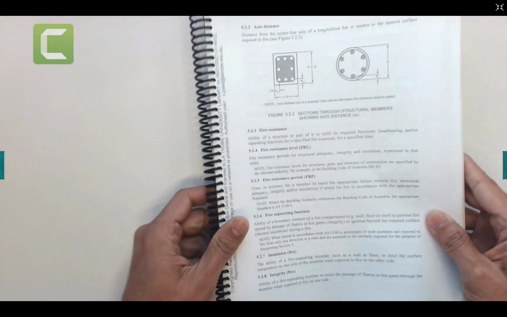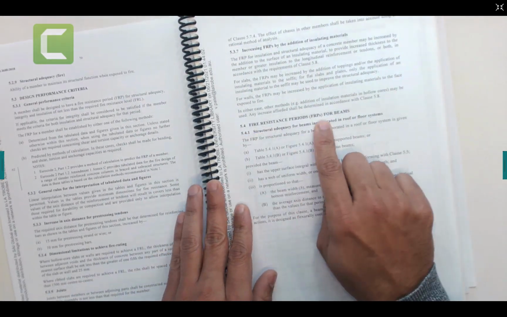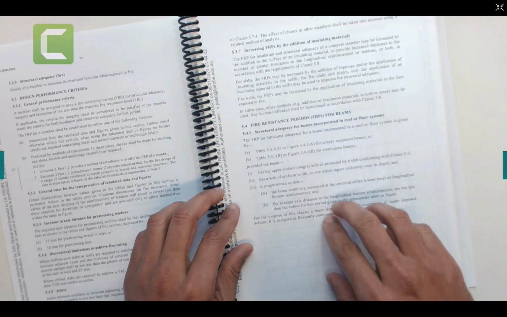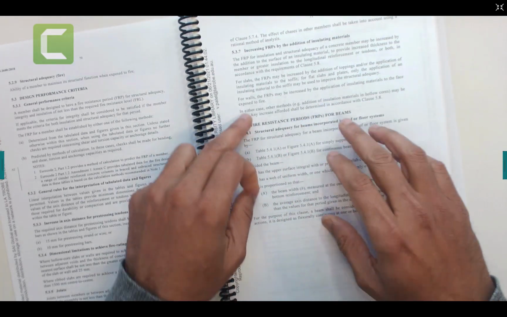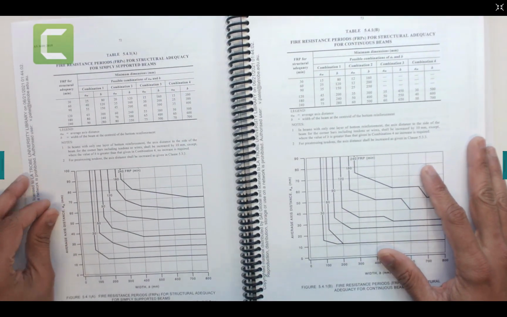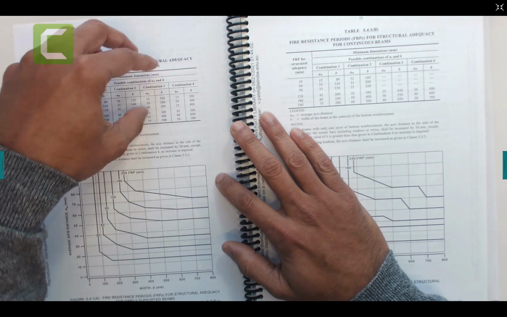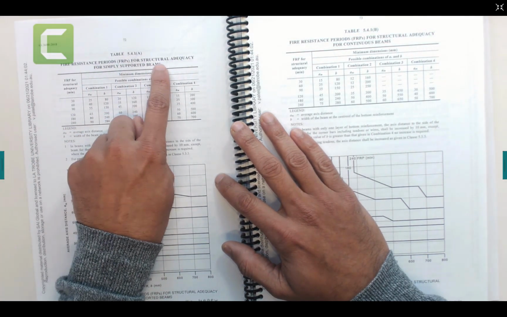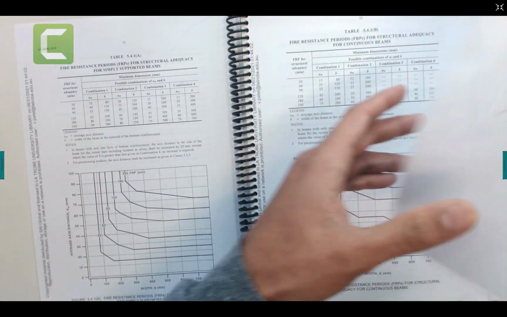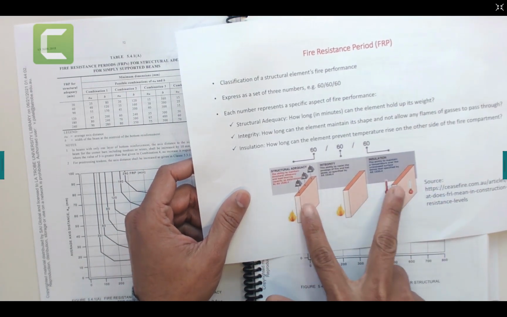Now, for AS3600, clause 5.4 represents the fire resistance for beams. In this case, you have some details given here. I highly encourage you to read through these. Now, here we have Table 5.4.1, that is the fire resistance period for structural adequacy. Now, for beams, I mentioned that you need to have three different resistance criteria that you need to satisfy.